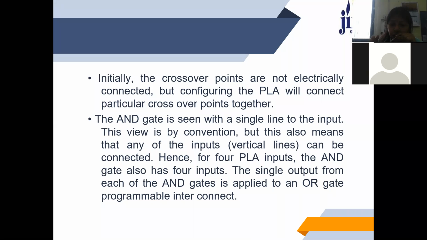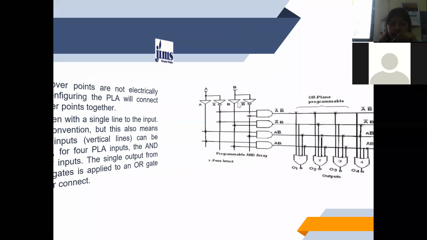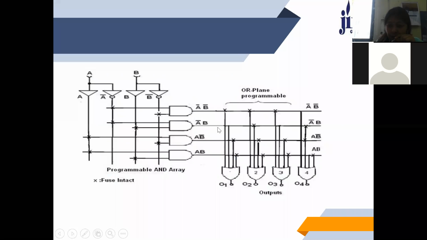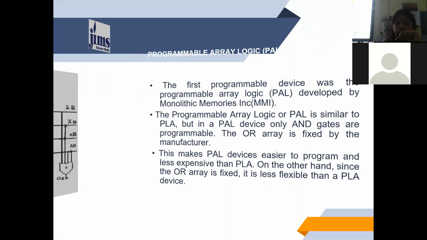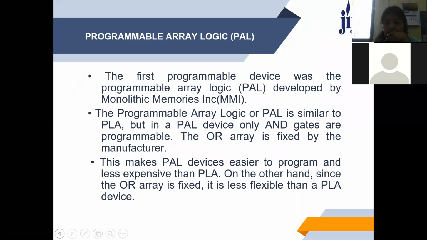So a single output from each of the AND gates is applied to the OR gate. See, a single output like A bar B bar is applied to each OR gate, and whenever we want to generate this into outputs like O1, O2, O3, O4, we will connect a cross point onto that. If we don't want to connect that, we don't need to put a cross. See here, this point is not connected here. So this is what? This is your PLA.